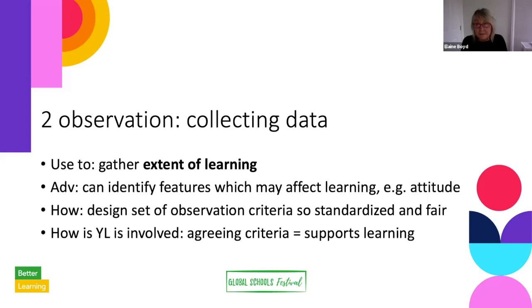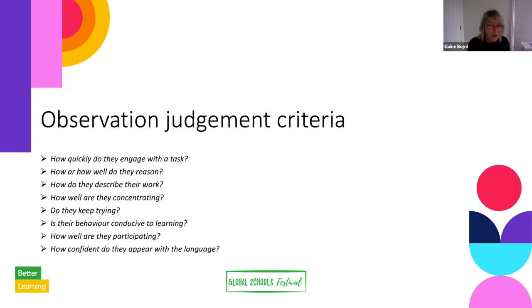So observation, you can do it for all sorts of tasks, but I think the important thing is to have a limited set of criteria that you use at different times, and that those are applied to all students. So let's have a look at what some of those judgment criteria might be quickly. Obviously you've got a list there, you can all read. How quickly do they engage? How well do they reason? Do they keep trying? How well are they participating?